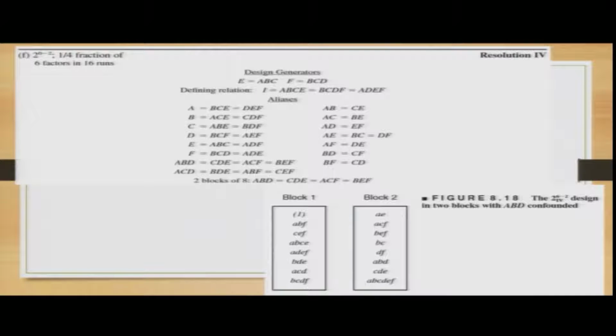So, now we take the fractional factorial design as 2 to the power 6 minus 2. If it is 6 minus 2, the design generators are, we are considering E as A B C and F as B C D. So, the defining relationship, the indicator which you get are, as I mentioned, A B C E, B C D F and A D E F, based on that we proceed.